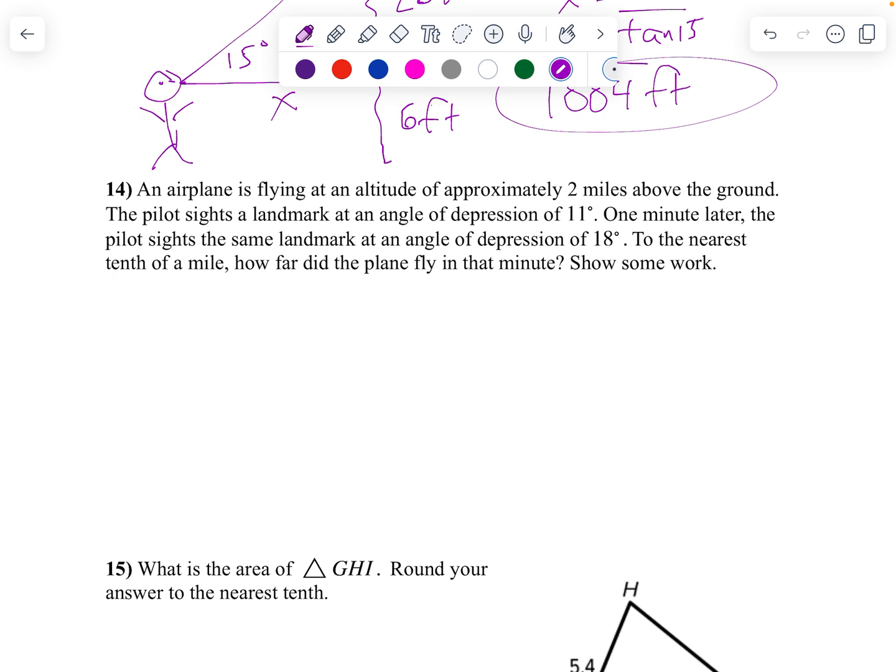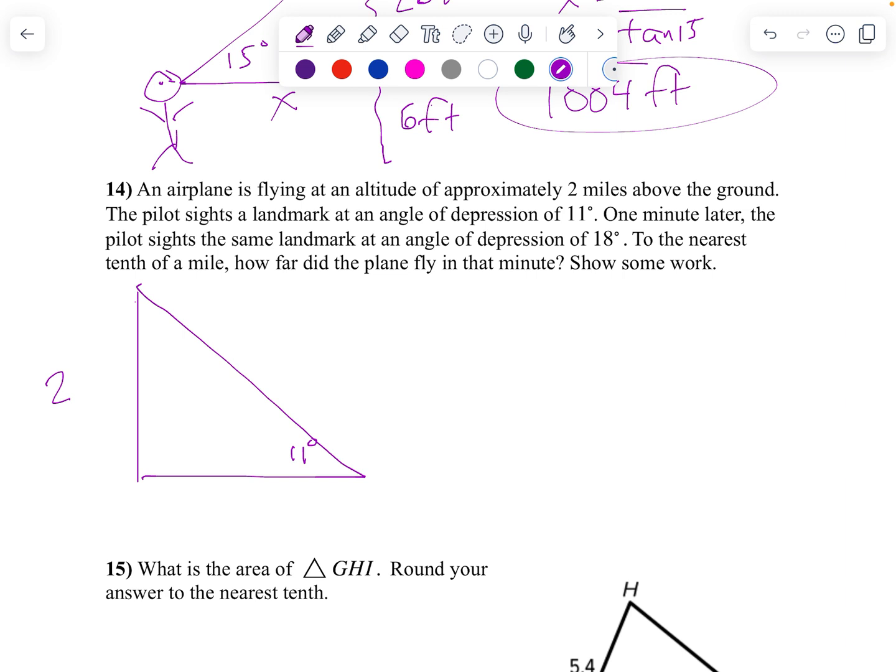We've got this airplane flying at an altitude of 2 miles. So that's 2 above the ground. The pilot sights a landmark at an angle of depression of 11 degrees. Remember when I model this with a right triangle? My 11 degrees goes with my horizontal, not the top angle, but the bottom angle.